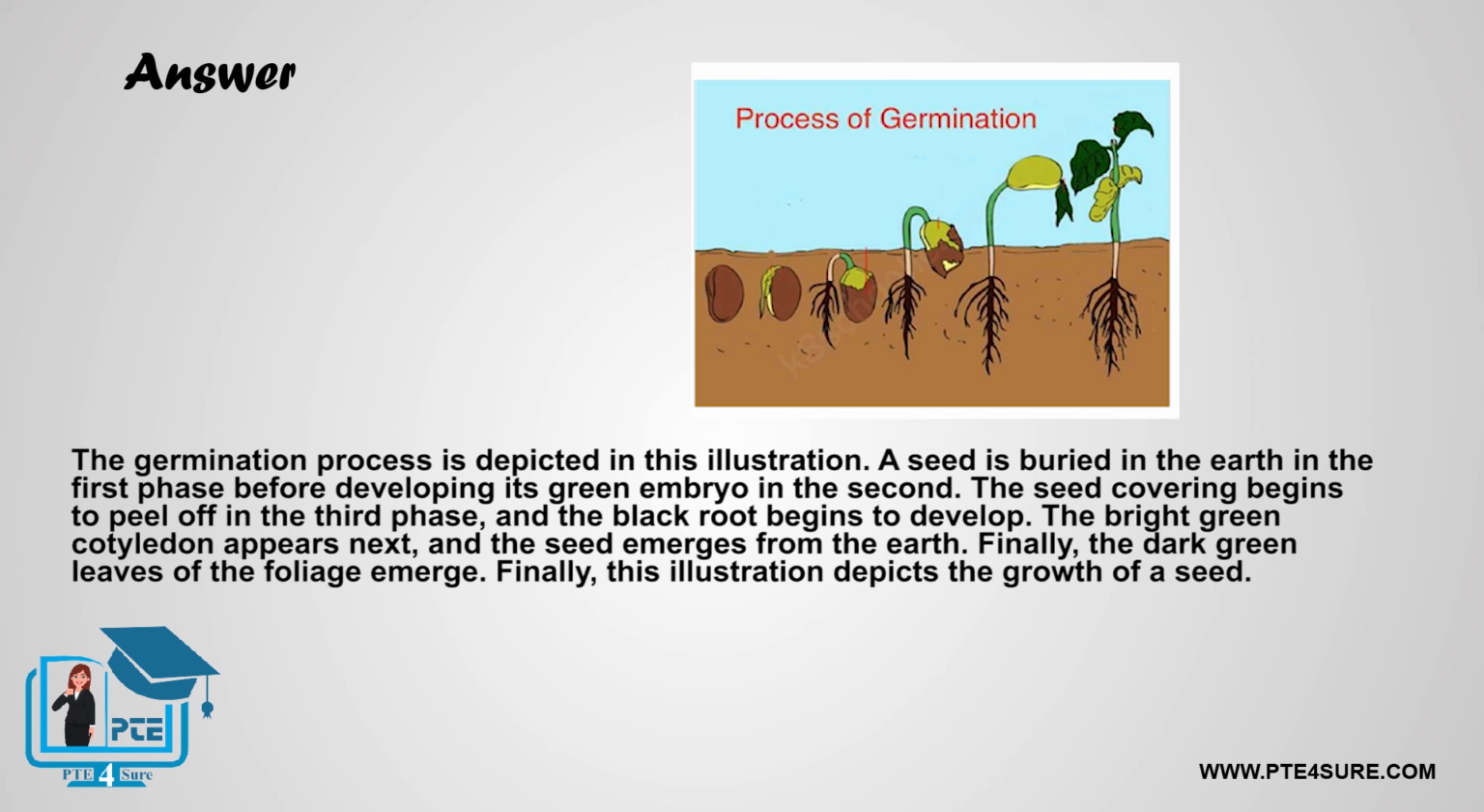The germination process is depicted in this illustration. A seed is buried in the earth in the first phase before developing its green embryo in the second. The seed covering begins to peel off in the third phase, and the black root begins to develop. The bright green cotyledon appears next, and the seed emerges from the earth. Finally, the dark green leaves of the foliage emerge. Finally, this illustration depicts the growth of a seed.